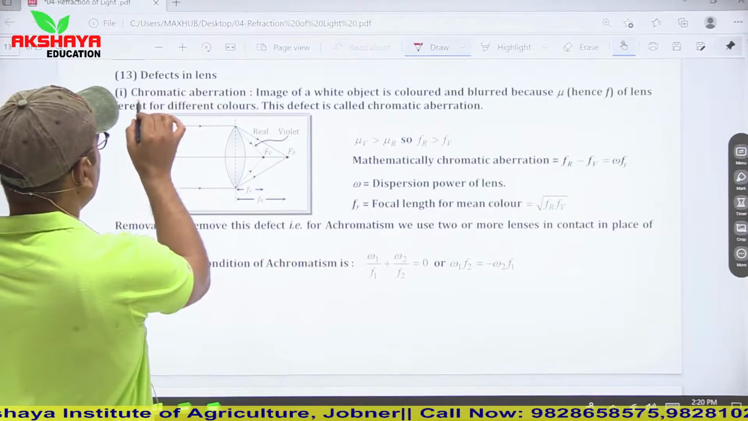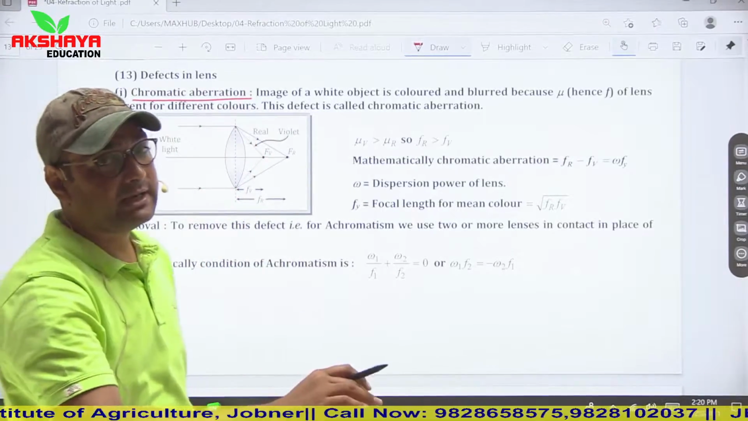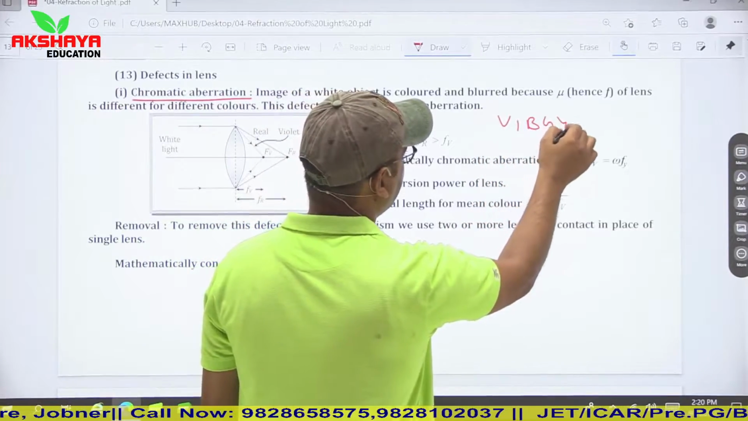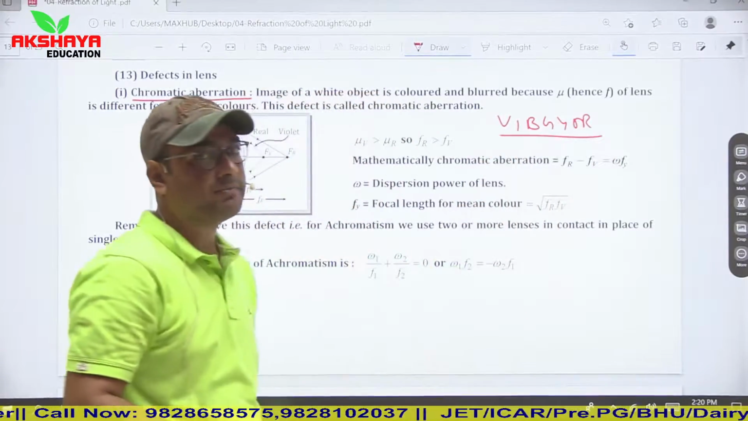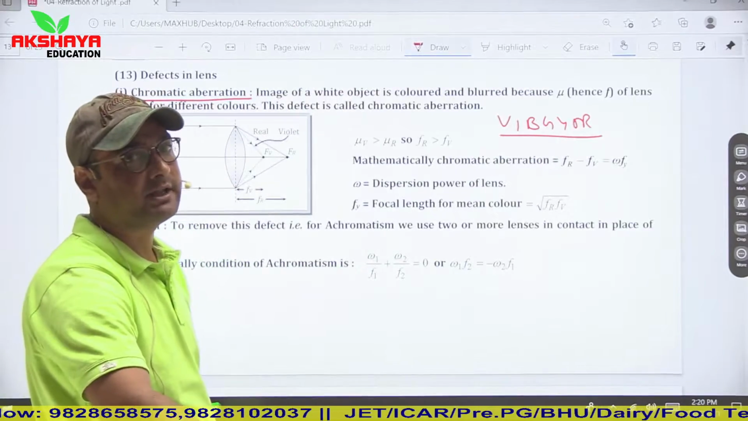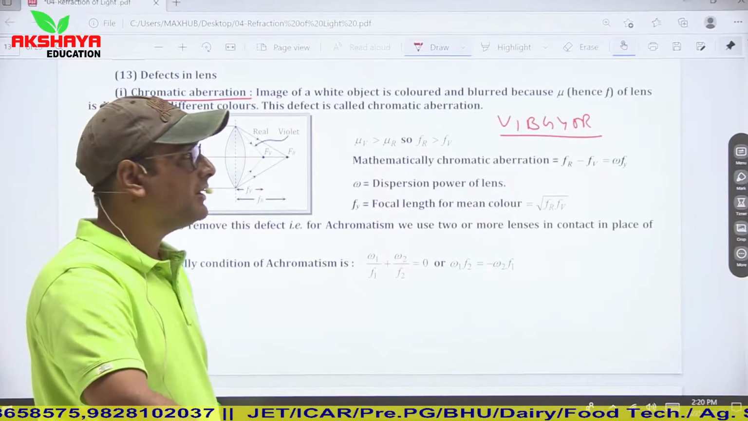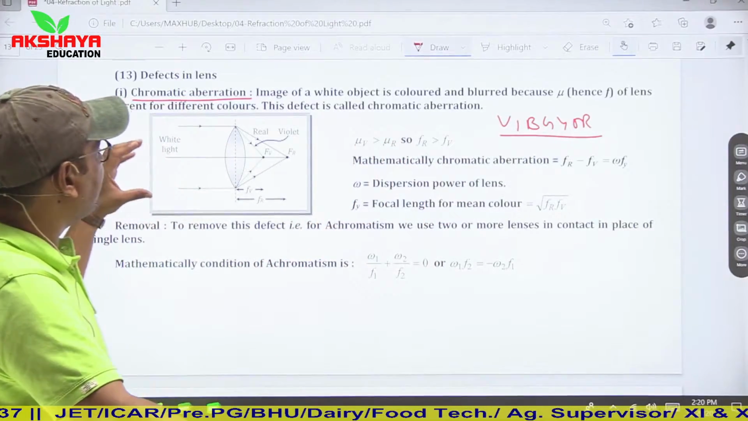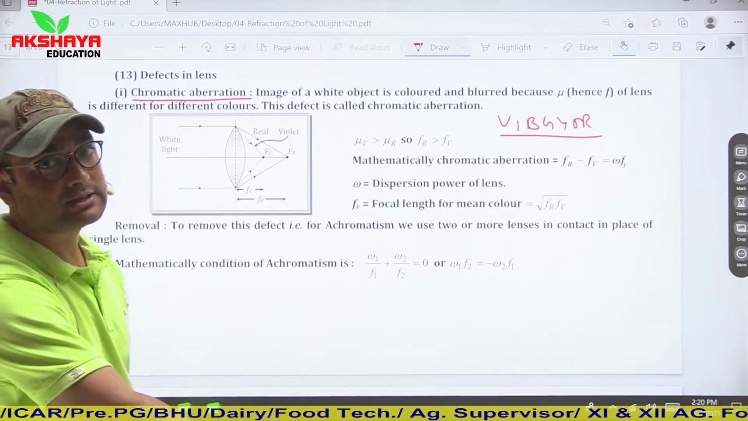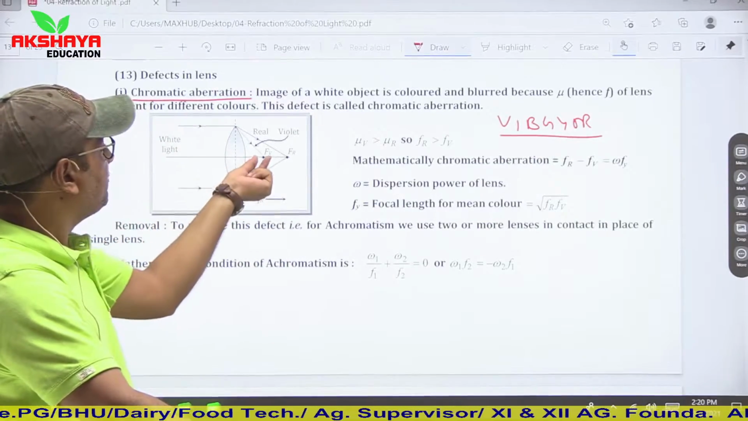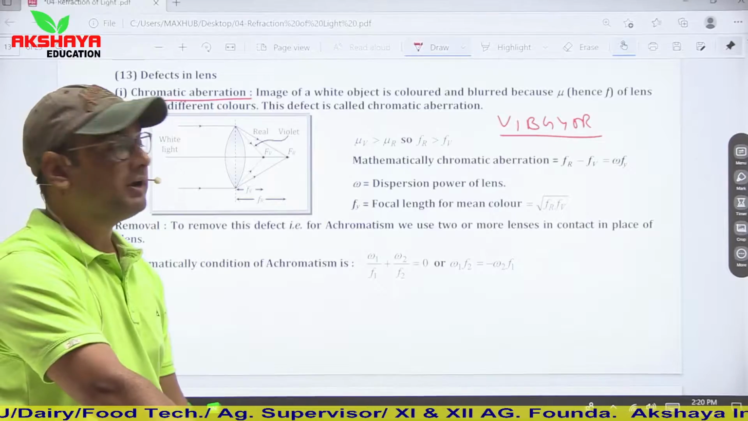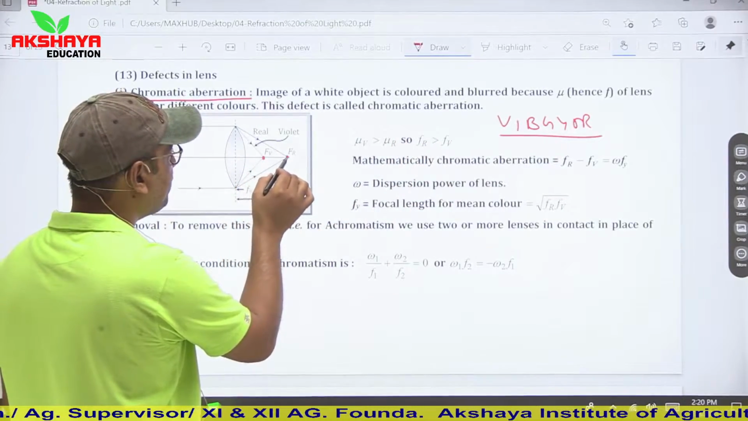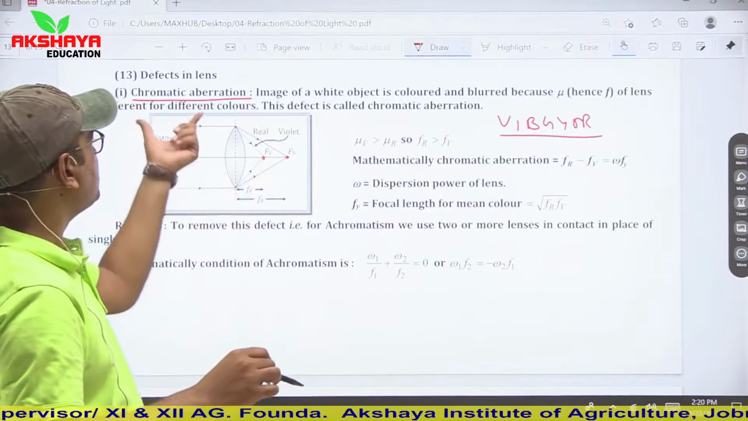First of all, we are talking about chromatic aberration. Chromatic aberration means that if we talk about VIBGYOR, the visible light spectrum is VIBGYOR. In case of VIBGYOR, each color of light has a different wavelength, and they have different focal lengths also. So whenever light refracts from a surface, for violet and red color there will be different focuses. So there will be a separation between violet and red color.